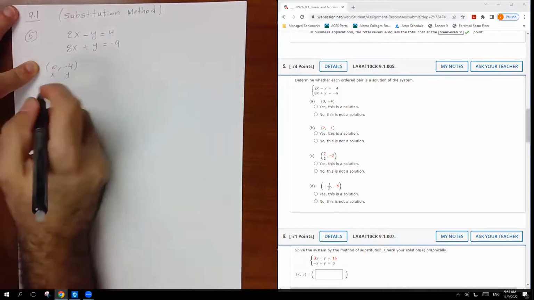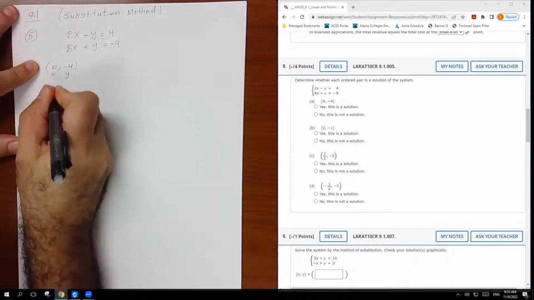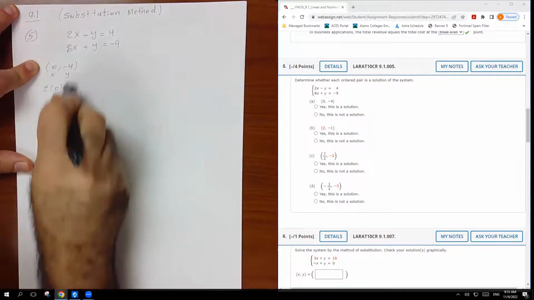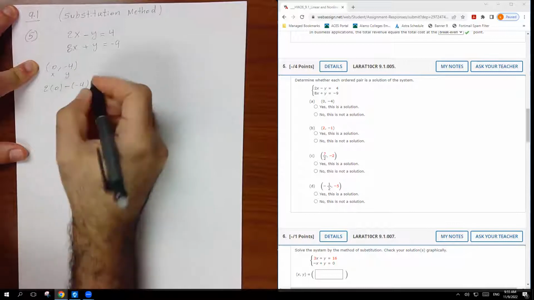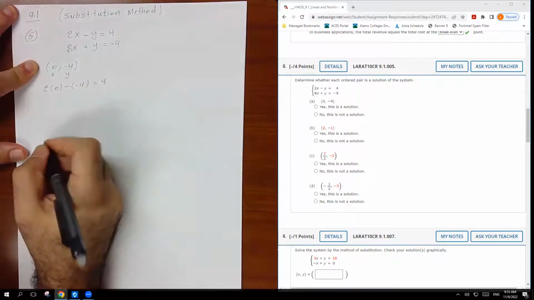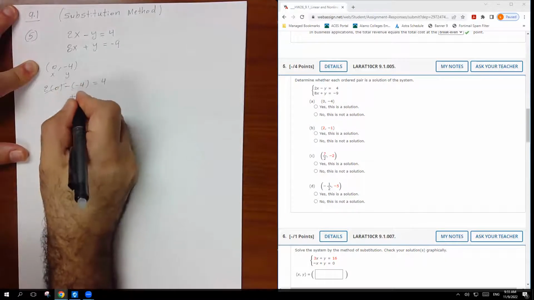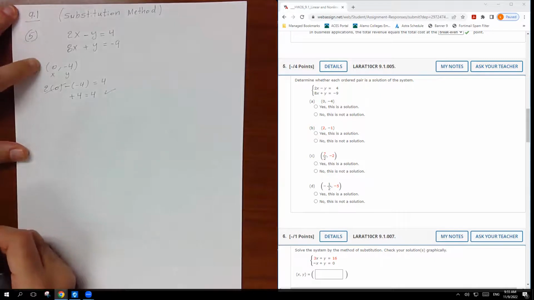Let's check that. If you plug in 2 times 0 minus -4, is that equal to 4? 2 times 0 is 0, negative times negative is positive 4, which equals 4. So this is right, it satisfies the first equation.